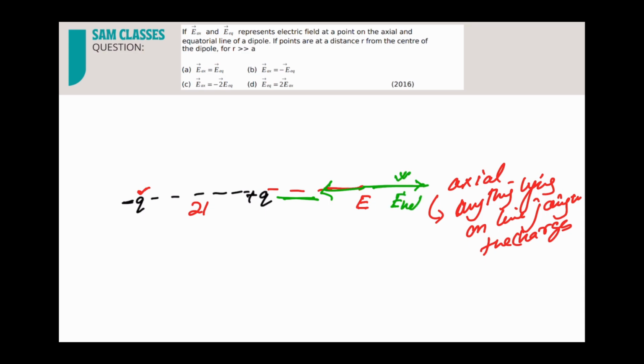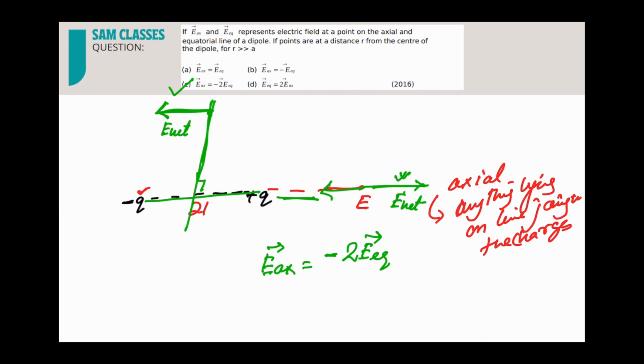Just now we did a question on E equatorial, where we saw the direction for the equatorial point. What is equatorial? If we make a perpendicular bisector, anything lying on the plane of the perpendicular bisector is equatorial. So E net is this side, correct? Both are of opposite sign, so if one is on one side, the other is on the other side. The angle between them is 180 degrees. And we already know by the formula that the magnitude is double. So if we do that, E axial will be equal to minus 2 times E equatorial. That's it. Done. Both in vector form.